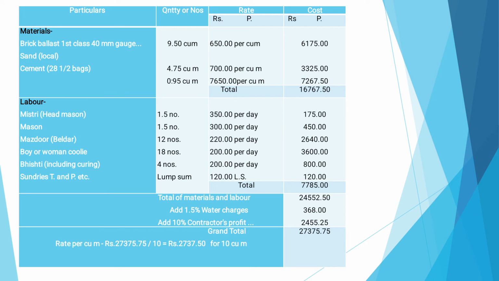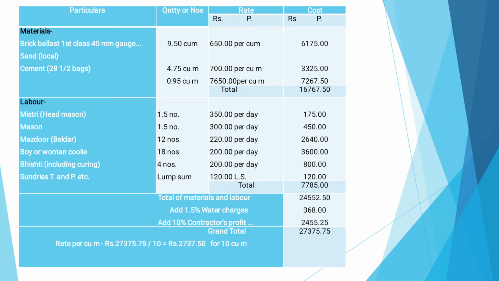So, 9.50 cubic meter into 650, we got 6175 rupees, that is the cost for brick ballast. Then sand, 4.75 into 700, therefore 3325 rupees. Then cement, 0.95 cubic meter into 7650 rupees, therefore we got 7267.50 rupees. Then the total material cost is 16,767.50. Then next we calculate the labor cost.